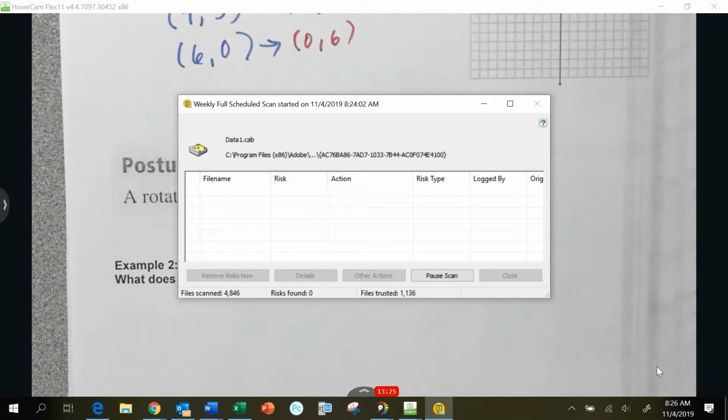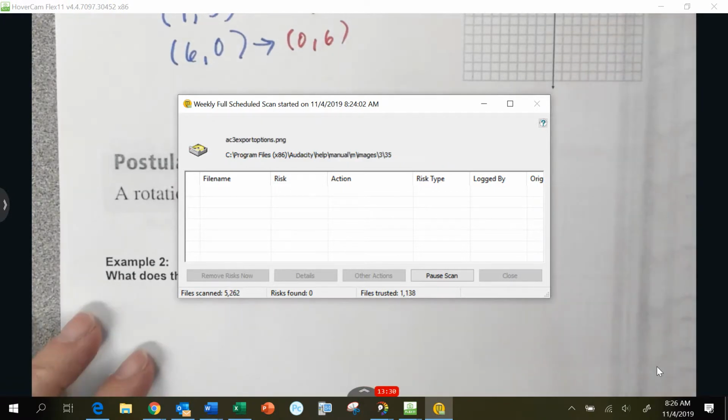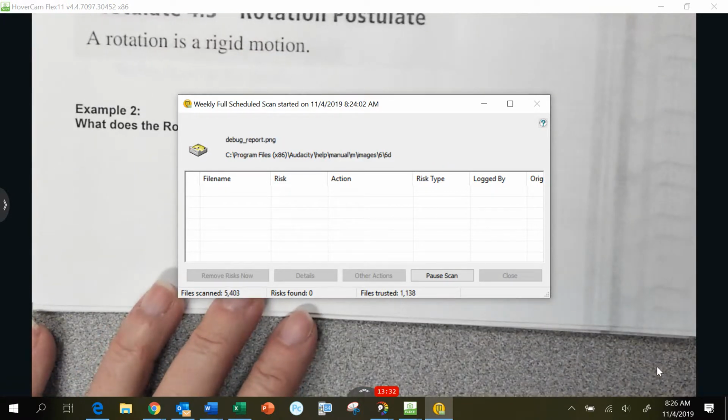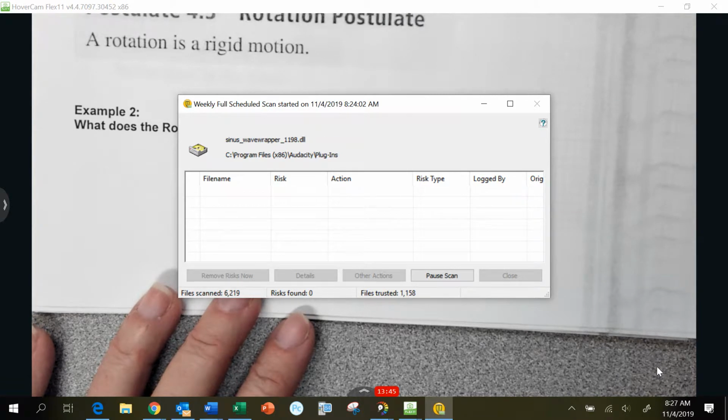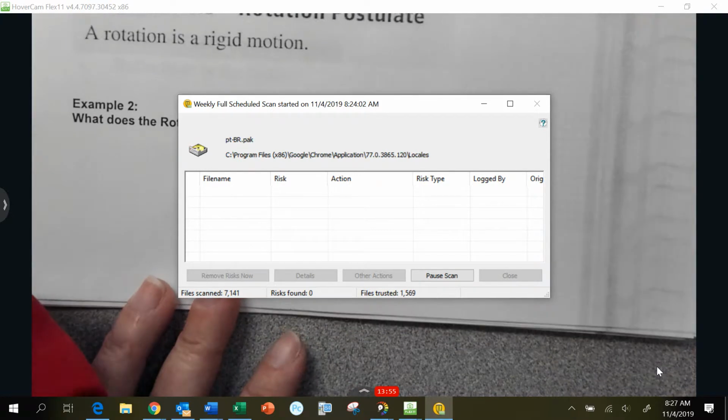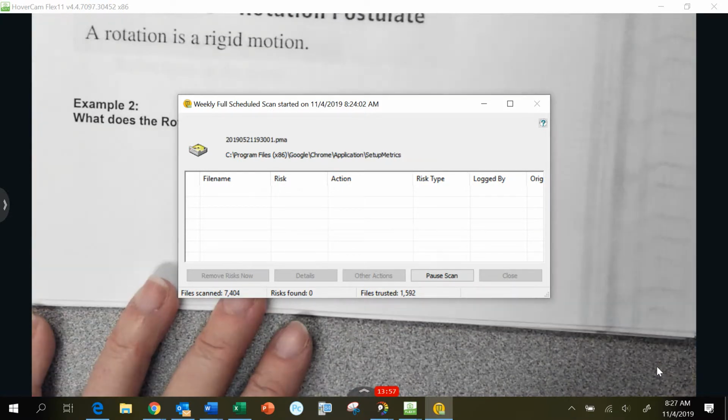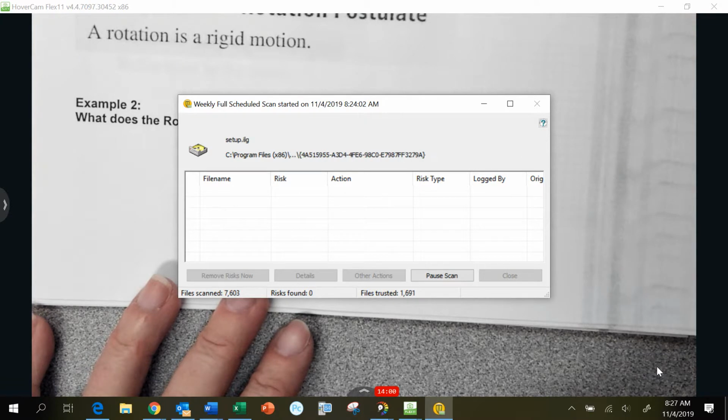Matthew, what'd you put? I said the image of a rotation stays the same shape as the pre-image. Stays the same shape as the pre-image. Excellent. Aaron, what'd you put? Rotation does not change the size or shape of the pre-image. The rotation does not change the size or the shape of the pre-image. Alexa, what'd you put? It moves to a different spot, but it doesn't change size. Good.